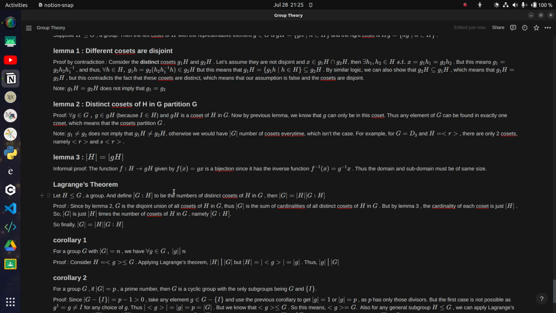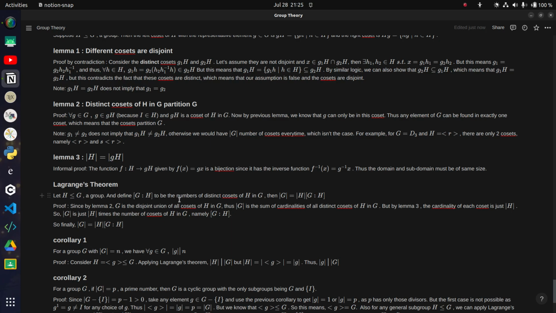The next thing is a big thing because it's Lagrange's theorem. Lagrange's theorem states that if H is a subgroup of G, and we define this thing to be the number of distinct cosets of H in G, then the cardinality of G is the cardinality of H times the number of distinct cosets of H in G. It's pretty easy to prove because of all these three lemmas that we have proved so far.